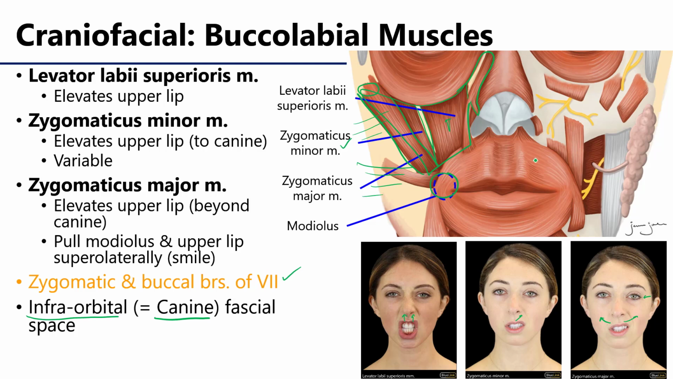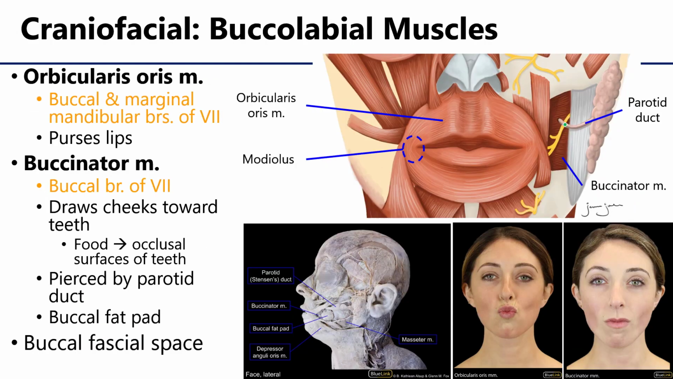A lot of maxillary odontogenic infections, so those infections that are arising from teeth of the upper jaw, are going to first drain into that canine fascial space. And they can move elsewhere, as we'll see. That communicates with the buccal space as well. So let's continue on with the buccolabial muscles because we have so many of them.